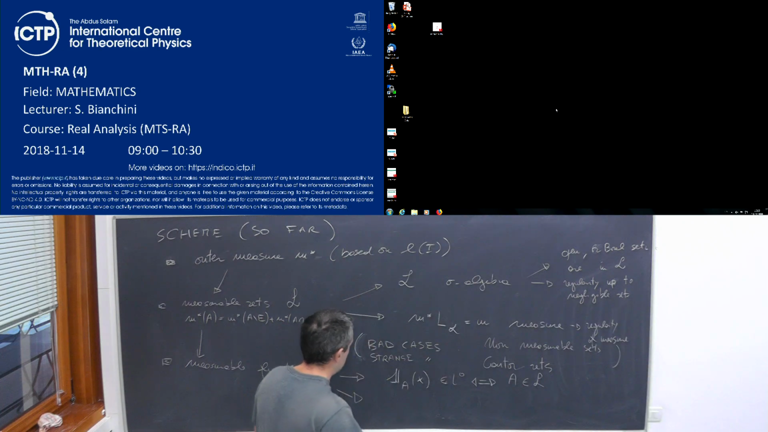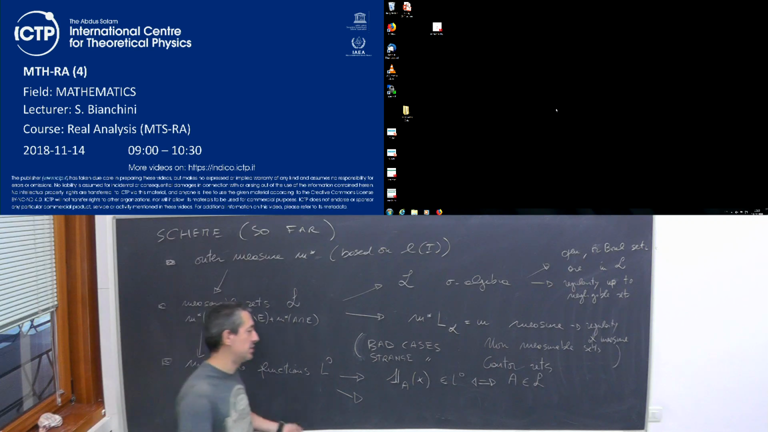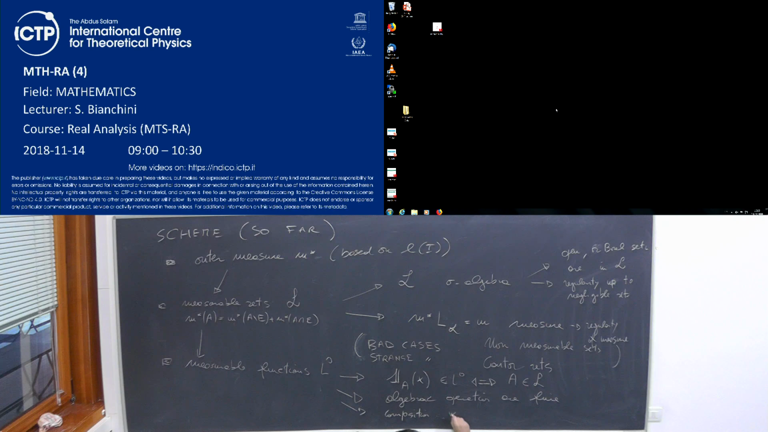Then we discover that essentially the algebraic operations are fine. What we prove: algebraic operations are fine, and composition, with whatever. Okay, so let's see. Here the definition is f to the minus 1 of any open set is in F. Well, let's give this definition. But the aim is always to reach the integral, no? Because at the end I need a number.